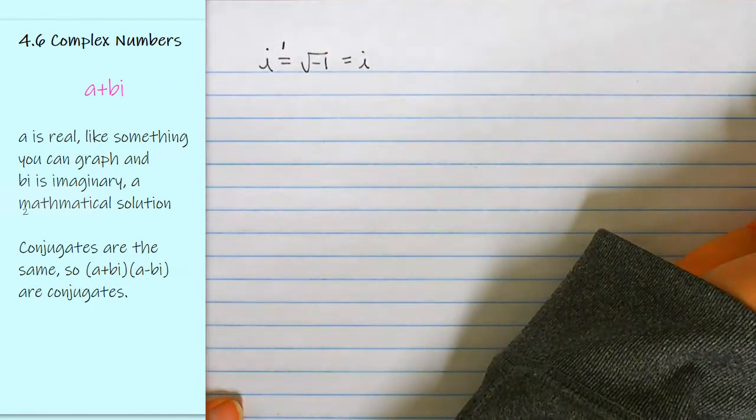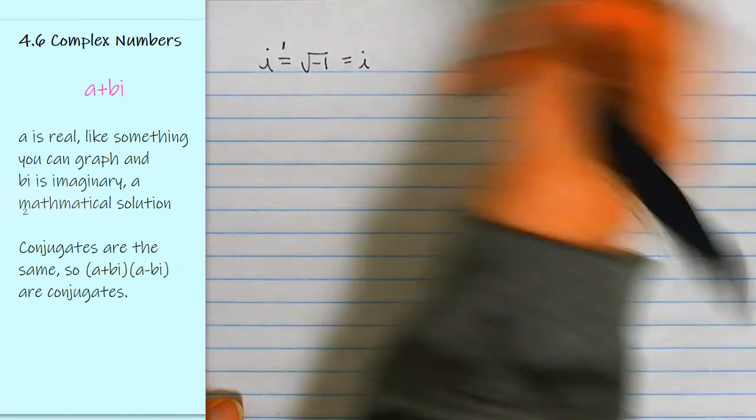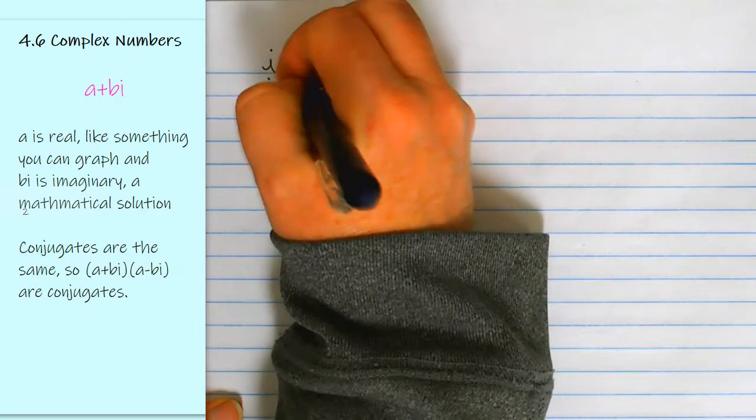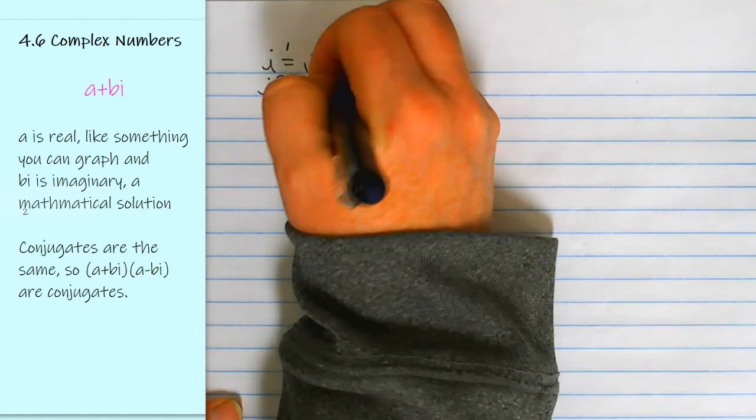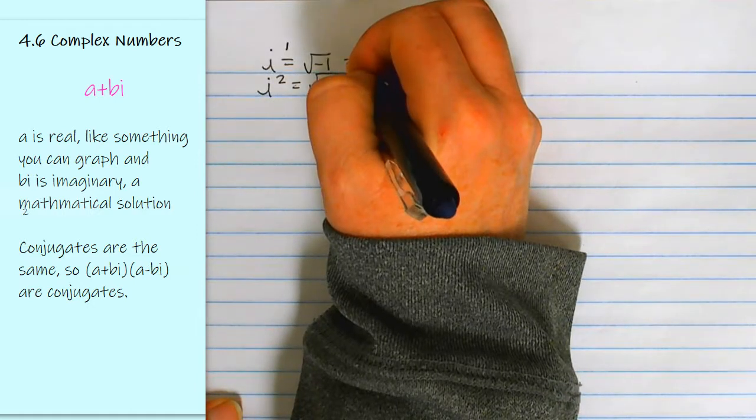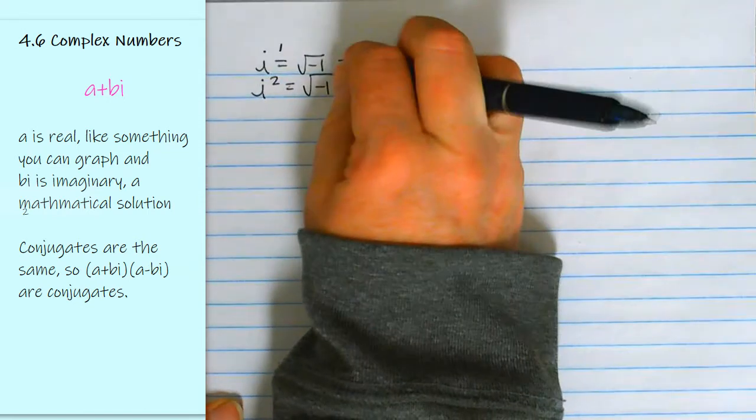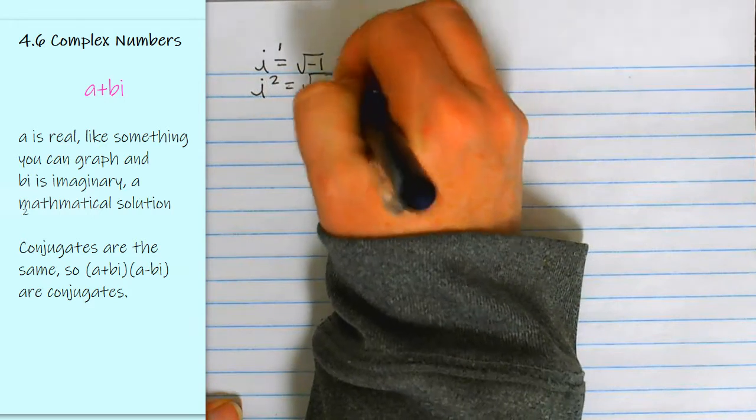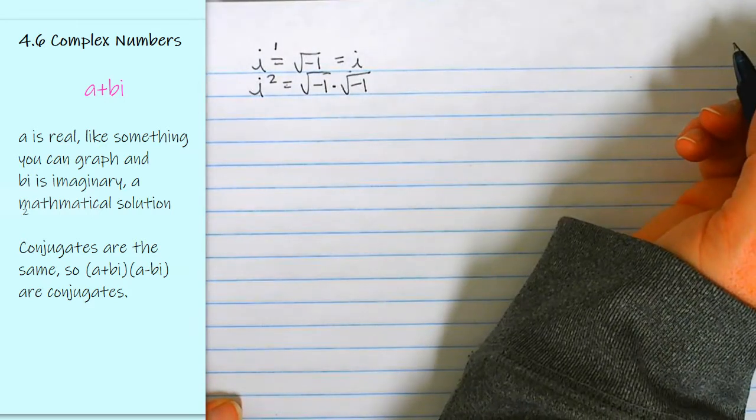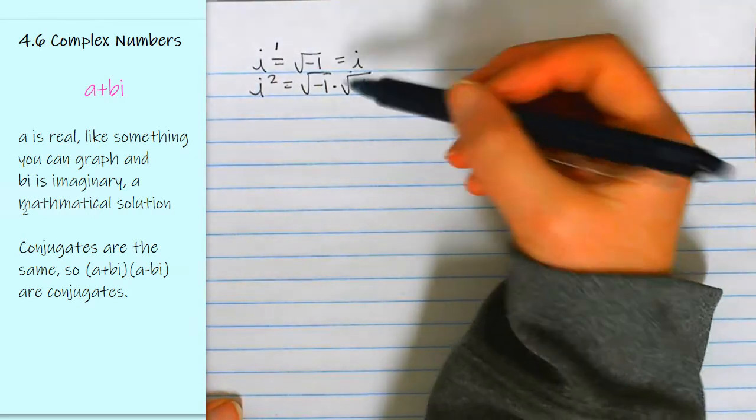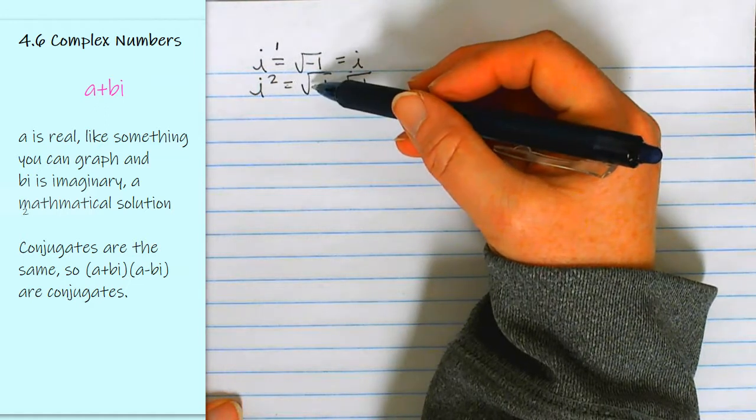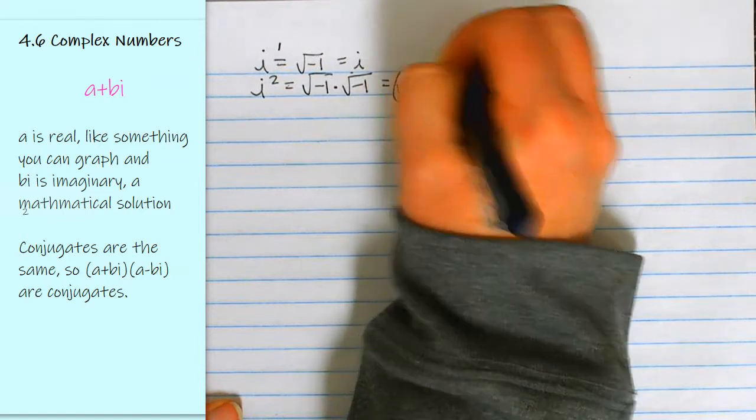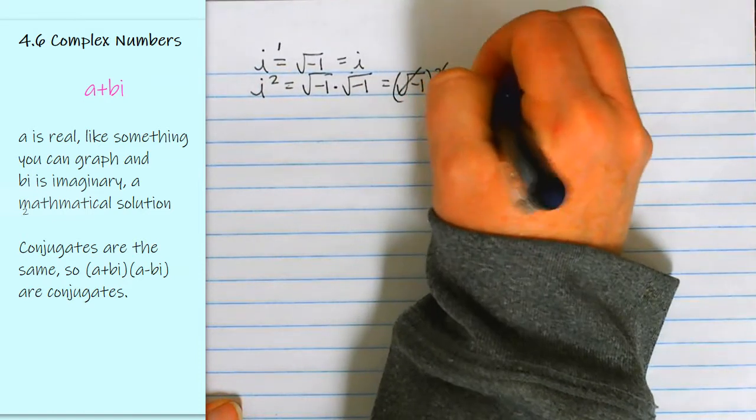That's not that exciting. But what happens if I say, what is i squared? Well, that means the square root of -1 times the square root of -1. And when you have squared square roots, it's just like the square root of -1 all squared. This cancels, you get -1.